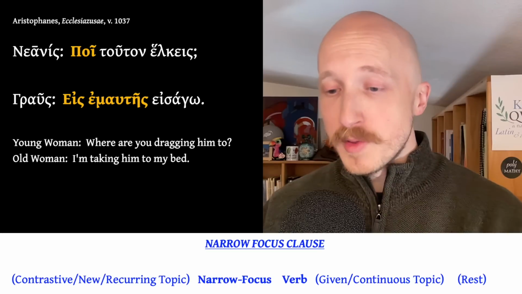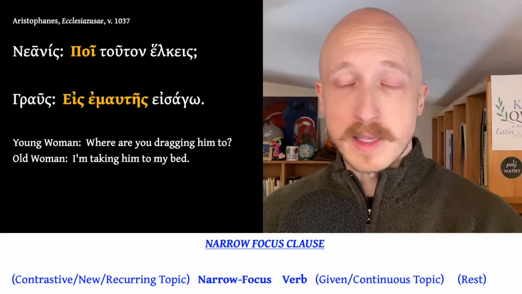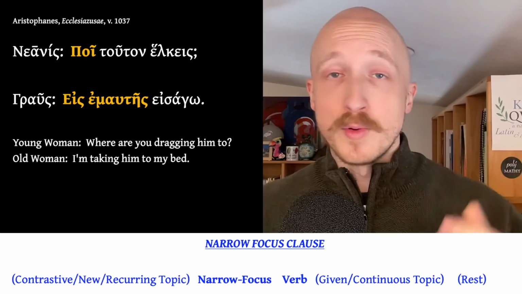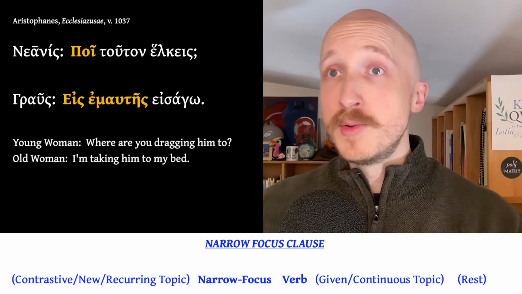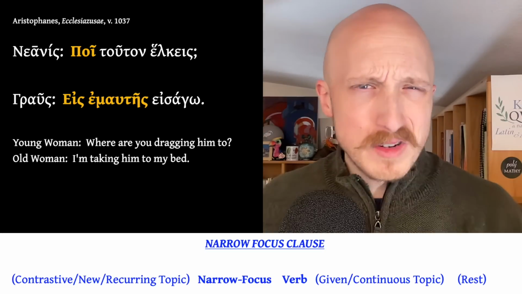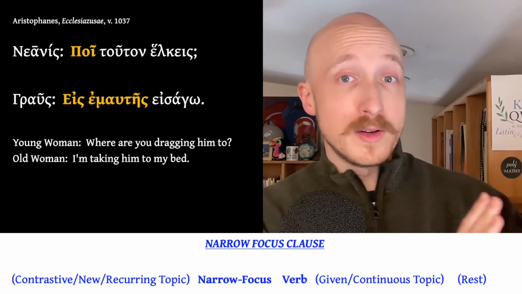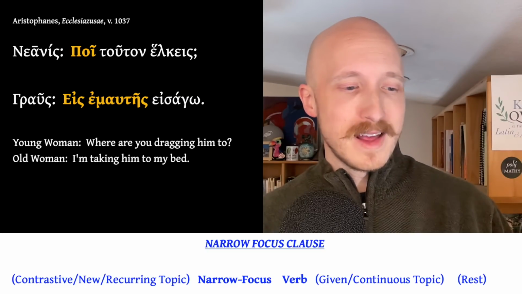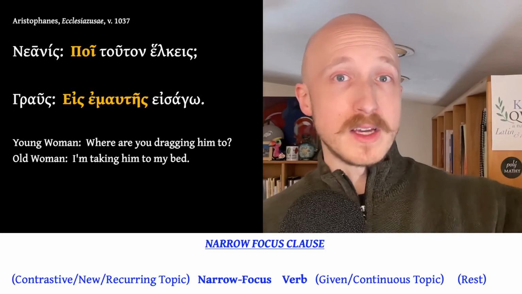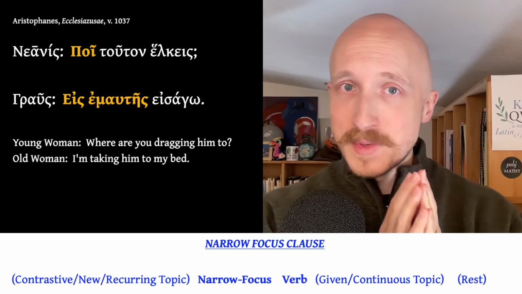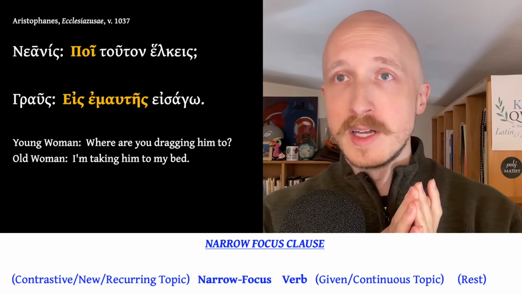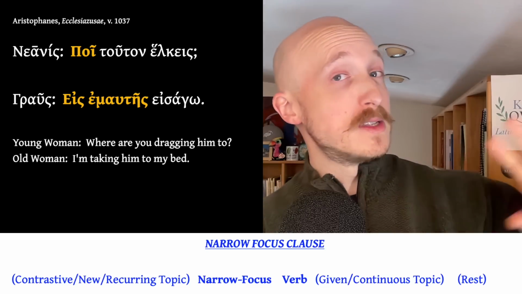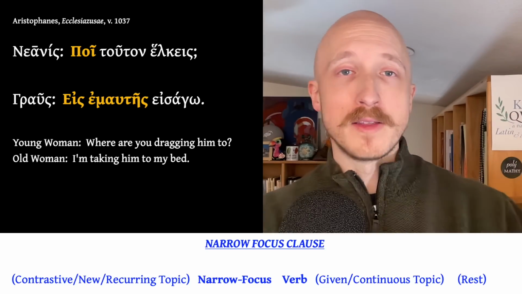We can note that English can't do something like this, or very seldom will. Where are you taking him to? To my own house, I am taking him. We're not going to do that. That sounds weird. I'm taking him to my own house. Note that English seems to do the opposite, right? New, important, even contrast information, because that verb second rule is so important in English, more frequently will go towards the end of a sentence rather than at the beginning.